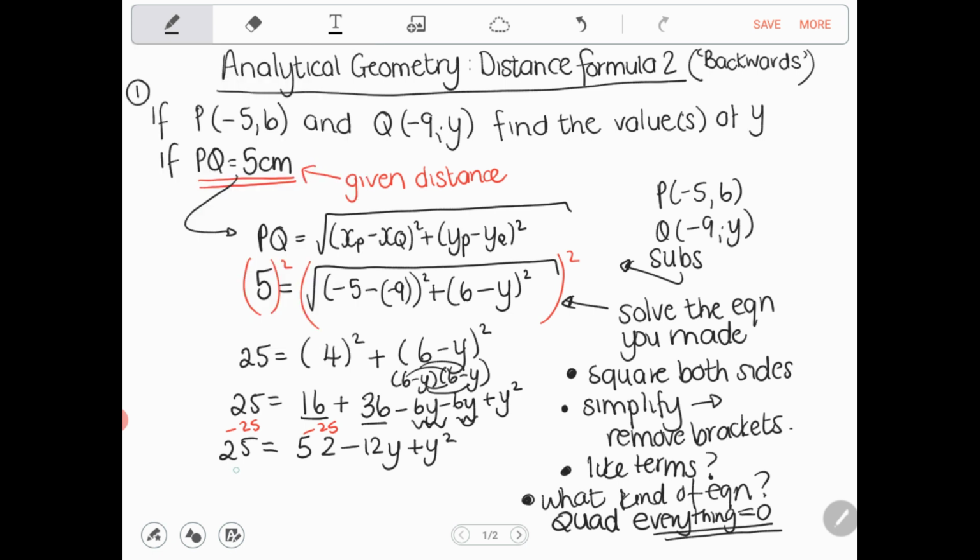Okay, so we're going to have 0. And remember, it's got to be in the right order. So it's going to be y squared, then your y's, and then we're going to have 52 minus 25, which is going to give you 27. Okay, now if you remember from your quadratic equations, you have to factorize.